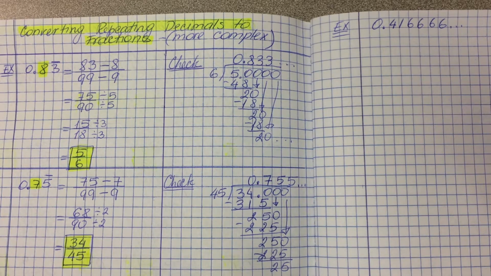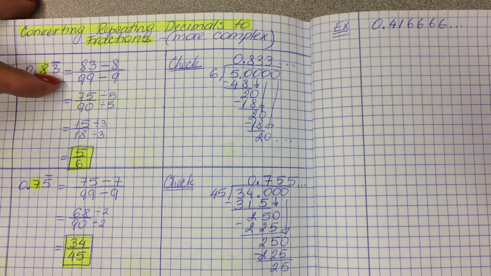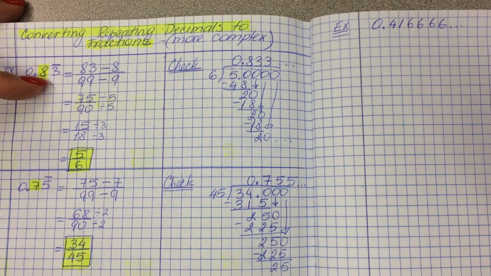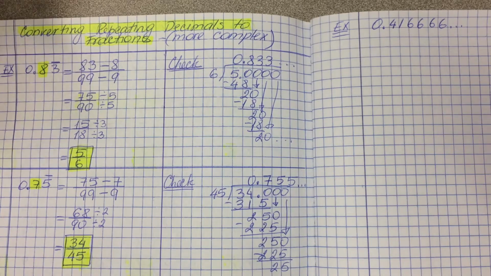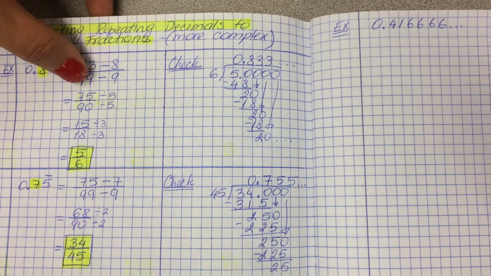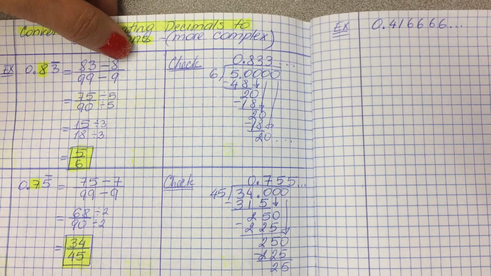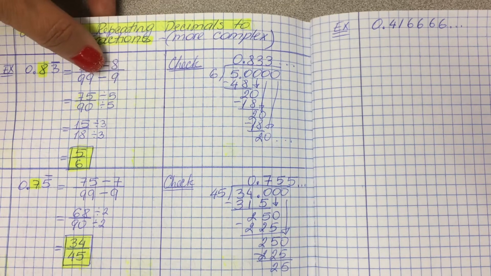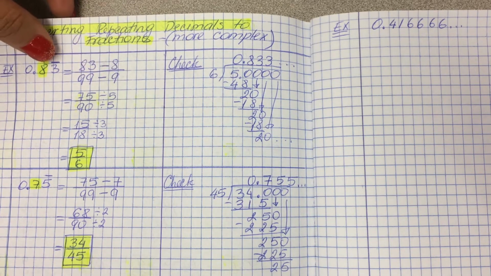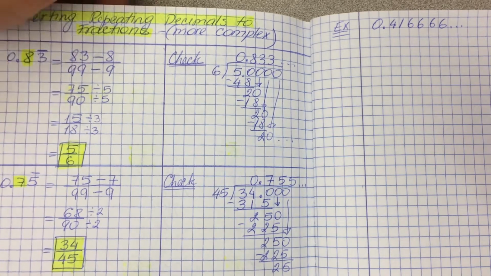In this video, we'll be converting repeating decimals to fractions. We'll look at a few more examples. We started with one repeating digit and one non-repeating, and we said that we start with 83 over 99, but then on the numerator we subtract the non-repeating digit. On the denominator we subtract 9 because we had only one non-repeating digit.